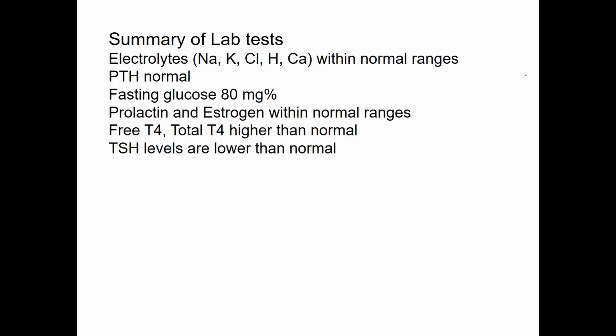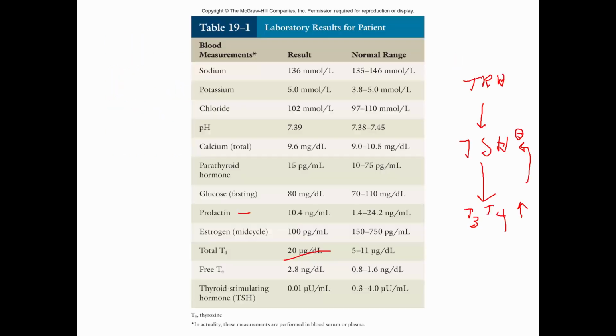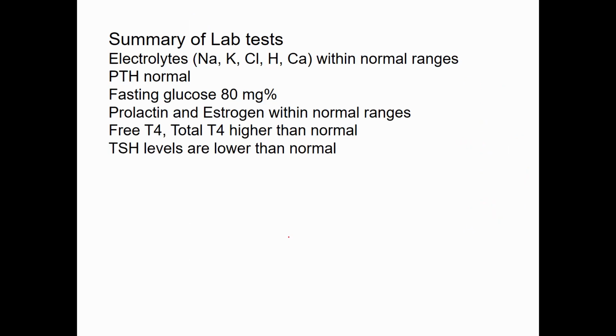All right, so her electrolytes are normal, her parathyroid hormone is normal, her fasting glucose is normal, her prolactin was within normal ranges. Estrogen is on the low side. Free T4, total T4 is higher than normal. TSH is lower than normal. And we talked about how this high T4 is feeding back and inhibiting the anterior pituitary so that TSH is lower than normal.